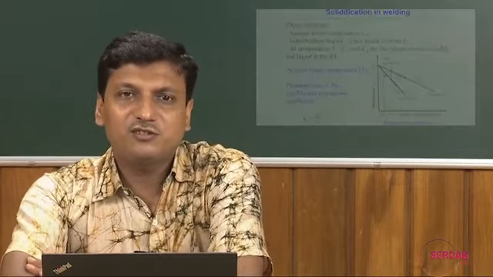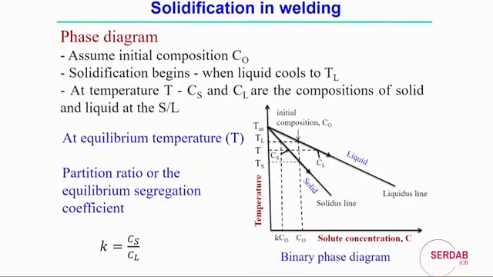Now, if we further discuss the phase diagram, we assume the initial composition C0, and solidification starts when the liquid cools down to TL. At some superheating temperature, when it comes to the TL point, exactly there the solidification starts, and gradually it solidifies until it comes to the solidus line, where we can say the solidification is complete.